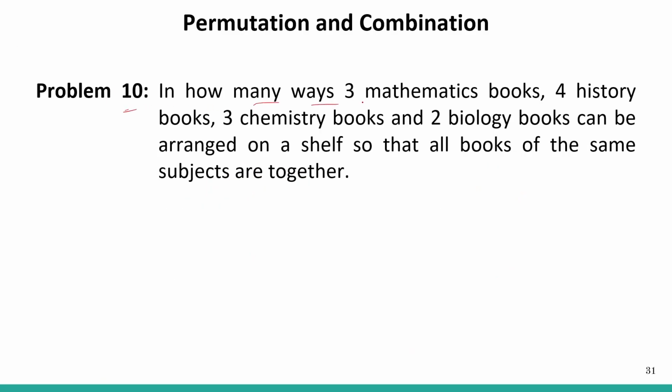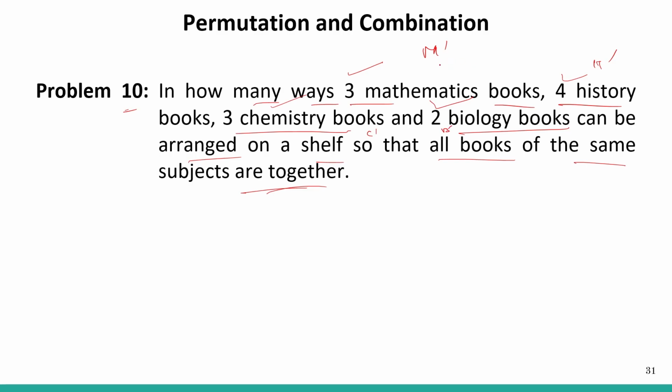Okay. So problem number 10. In how many ways can 3 mathematics books, 4 history books, 3 chemistry books and 2 biology books be arranged on a shelf so that all the books of the subjects are actually together? So all the similar books should be considered as 1. So 3 mathematics books as M dash, let's say, and 4 history as H dash, 3 chemistry books as C dash, and 2 biology books as B dash.